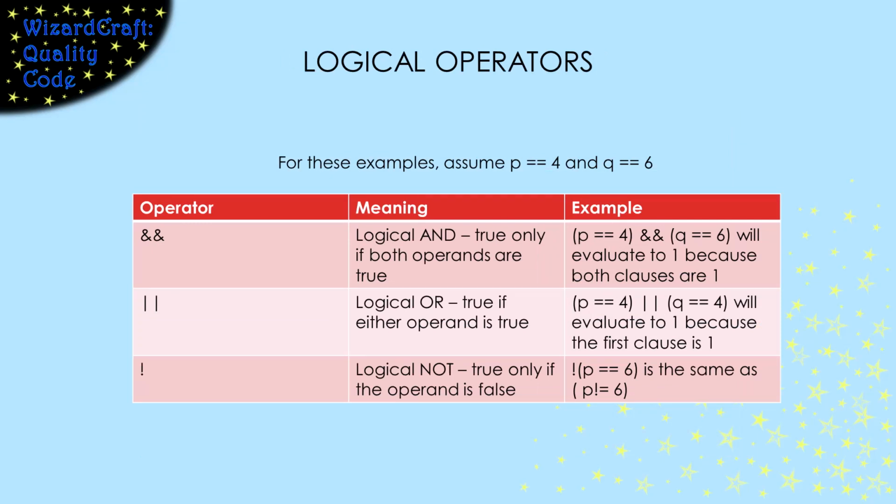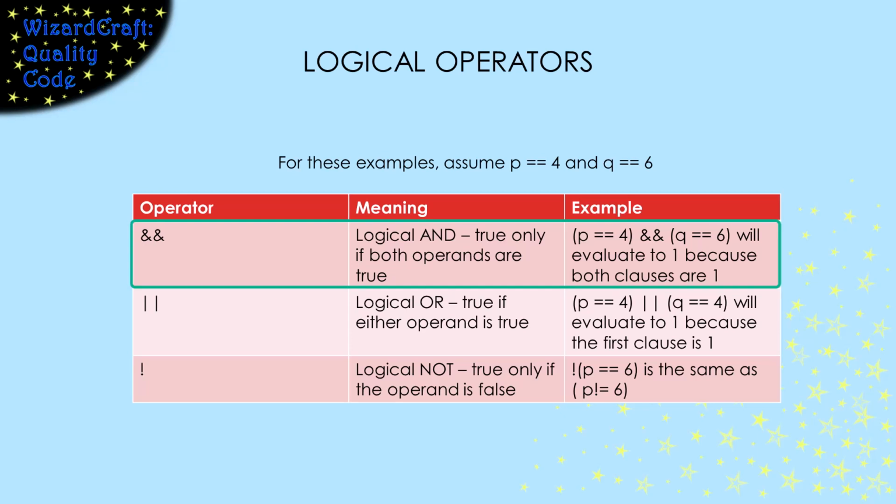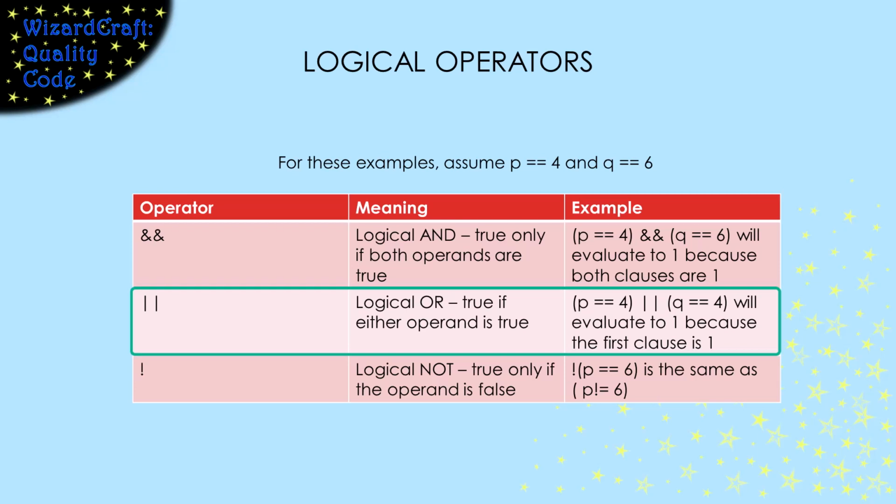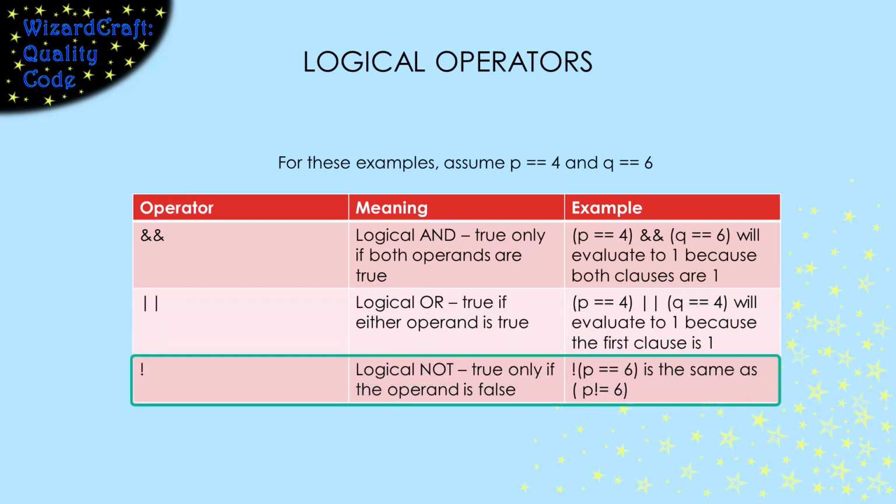We can use these logical operators to combine things that are true or false. Logical AND is 2 ampersands and will evaluate to true only if both of the operands around it are true. Language designers picked AND as the name of this for a reason. Similarly, logical OR is 2 vertical bars and will evaluate to true if either of the operands is true. Finally, the exclamation point, bang, is logical NOT. Essentially, it inverts the truth value of its operand. Let's look at some examples and play with these a bit.